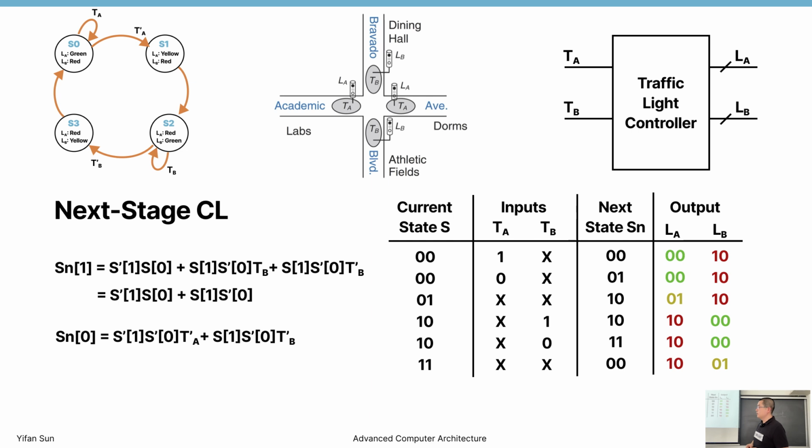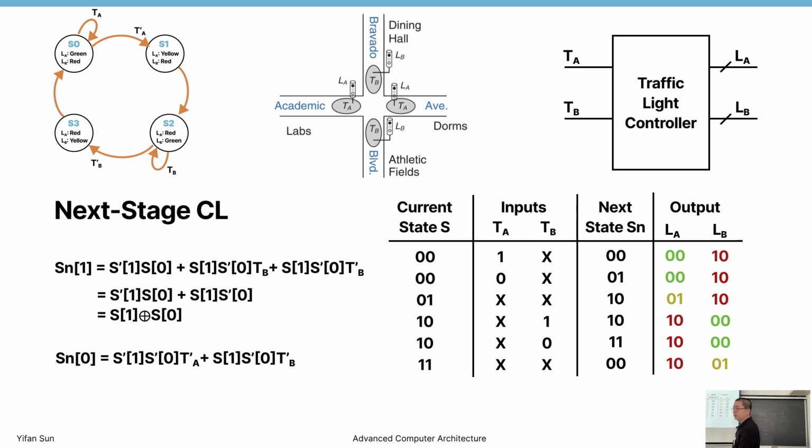Okay? So Sn1 is S1 XOR S0. If they're different, the output is 1. If they're the same, the output is 0. Well, you don't need to ask why this happens. There's no fundamental reason. It's just a coincidence. Okay? It happens to be representable by an XOR gate. For Sn0, basically we have no way to simplify it. Okay?